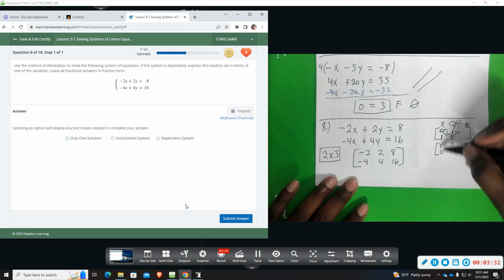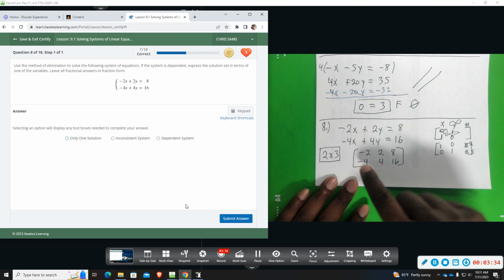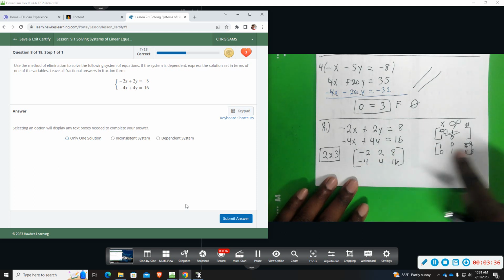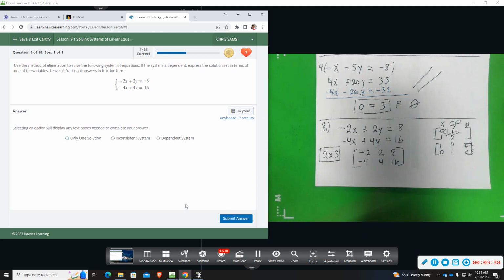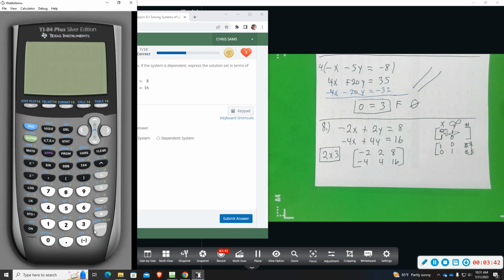If you get something else weird, which we probably will because we have infinitely many solutions, I will show you the difference here. So let's show you the calculator method. Open up the calculator, turn it on, second quit, go to the home screen. We want to go to matrix. It's right here in blue, so I have to do second matrix.